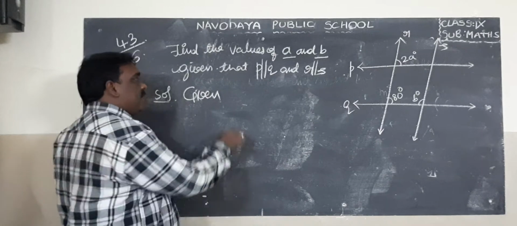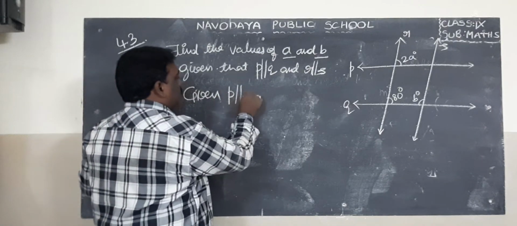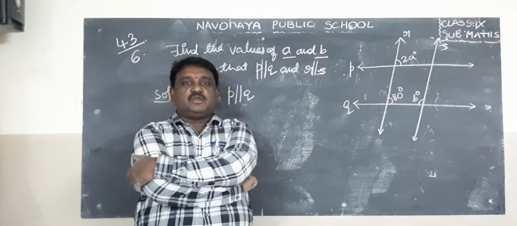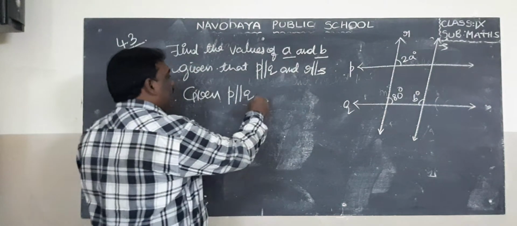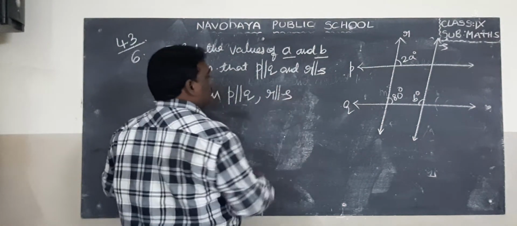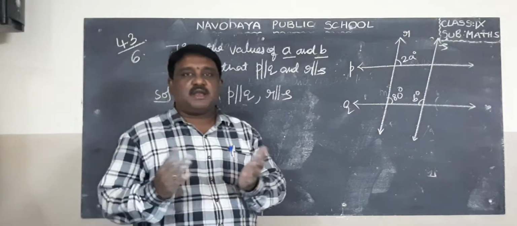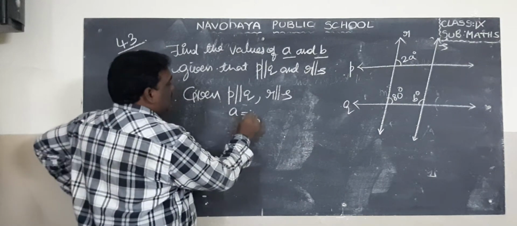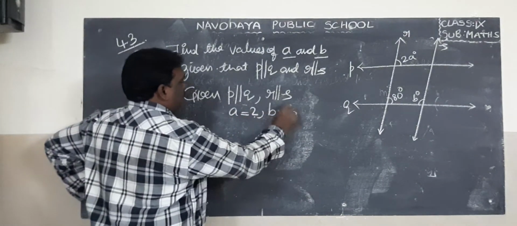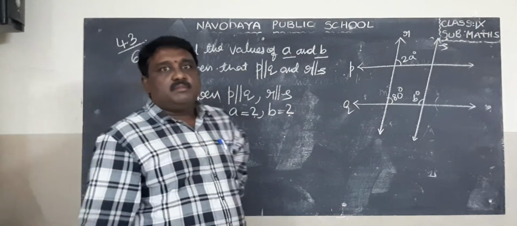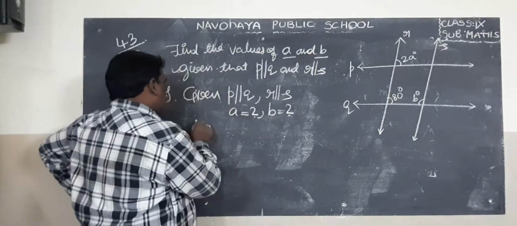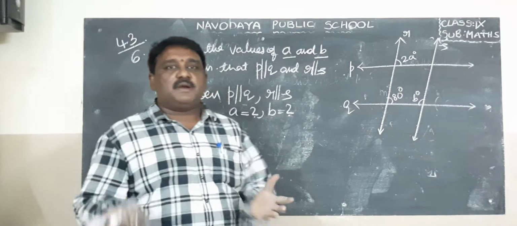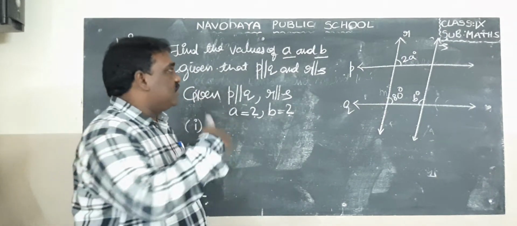What is given? P parallel to Q. Small p parallel to small q. They are straight lines, you know. Comma, R parallel to S. Again 2 more straight lines are there. They are parallel to each other. What we need to find out? Small a question mark, small b question mark. Find out a value and b value. Then think about parallel lines, transversal, what are the angles equal, properties. You think about everything, how to find out the angles.